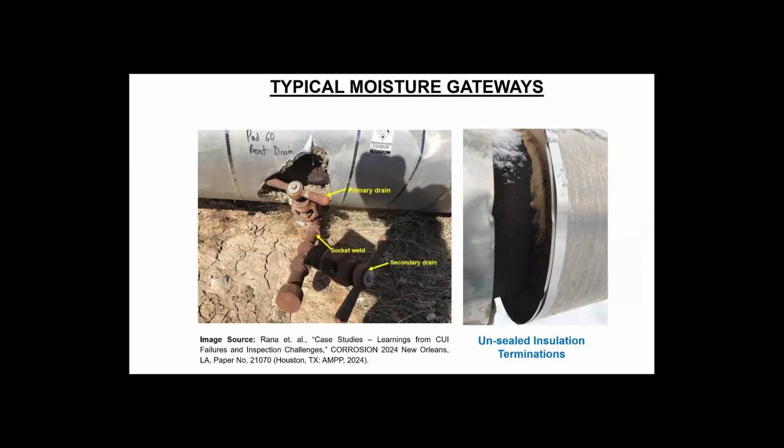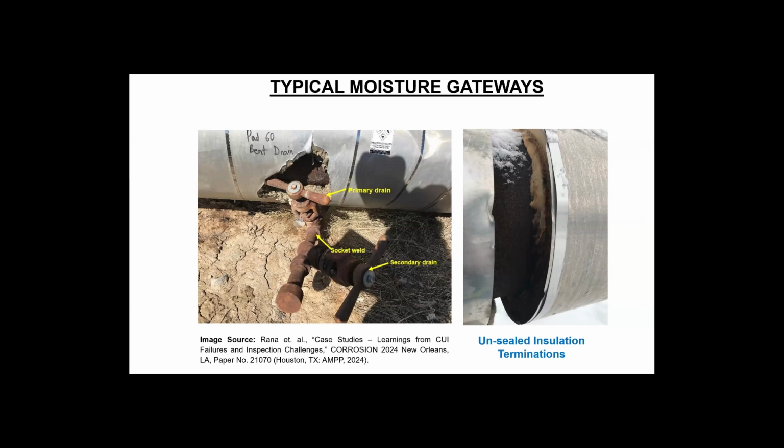Another example of a moisture gateway, and this is one of the interesting ones, on the left. We can see there is a drain connected to the pipe, and that drain was meant for some flushing, cleaning, or drainage from the pipe itself. When they installed the drain and the insulation, they found that the swing radius of the drain is actually interfering with the jacketing.